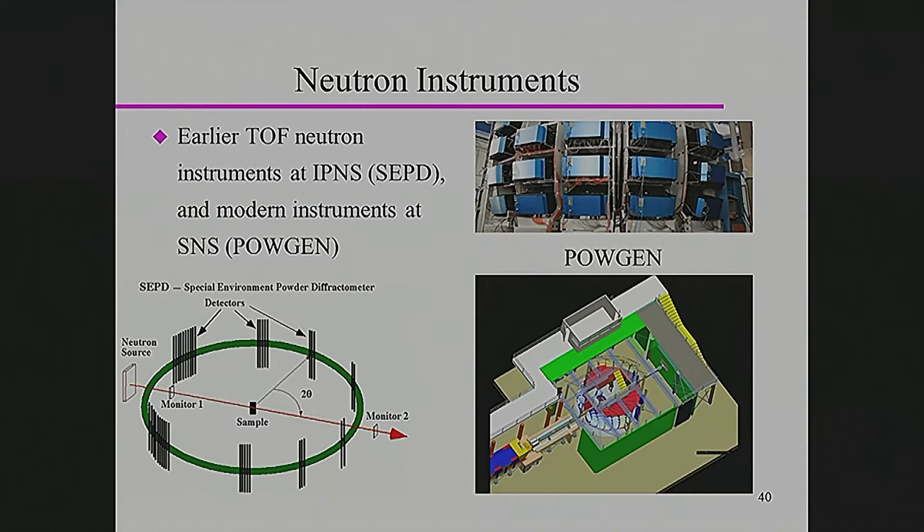Here's an example of one of the more old-school time-of-flight neutron instruments. This was the special environment powder diffractometer that used to run at IPNS up at Argonne National Lab. It's actually the first neutron diffractometer that I ever got data from. And as you can see, there are certain detector banks, but there's also a lot of empty space. Modern instruments try to make use of all the neutrons that are generated. So here's an example of PowGen, the schematic, and a real-life picture, where you can see that basically the instrument is supposed to be completely surrounded by detectors, and everything is focused together. So it's a somewhat different setup, but it gives you very good data.